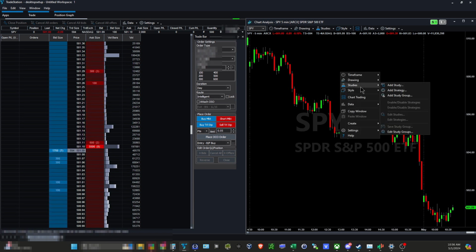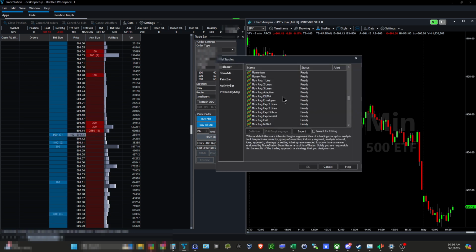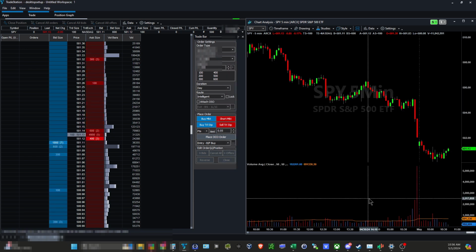So I actually don't have volume enabled here. Let me add that really quick. I literally just brought this chart up. Let's see, I like to use that one. Okay, so we've got volume now.